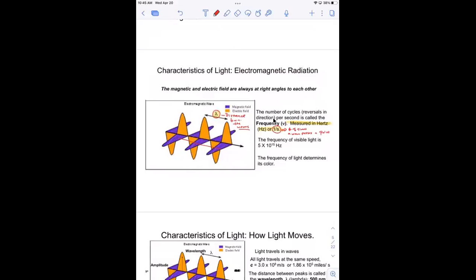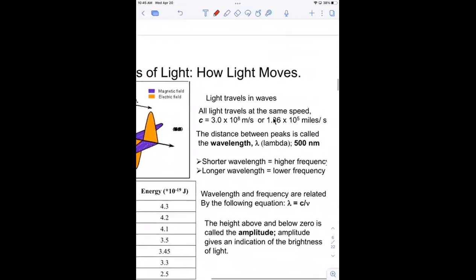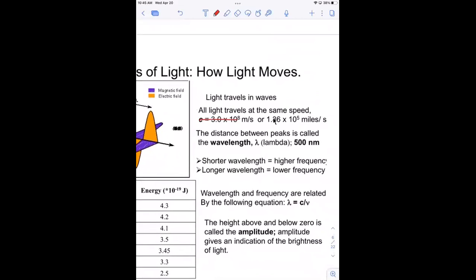So wavelength and frequency have a really interesting relationship, right? Because all light travels at the same speed. You've heard this before, right? The speed of light is 3 times 10 to the 8th meters per second, or 1.86 times 10 to the 5th miles per second.